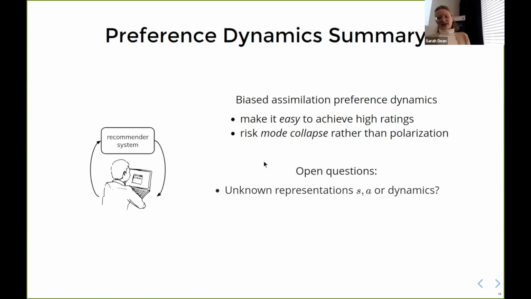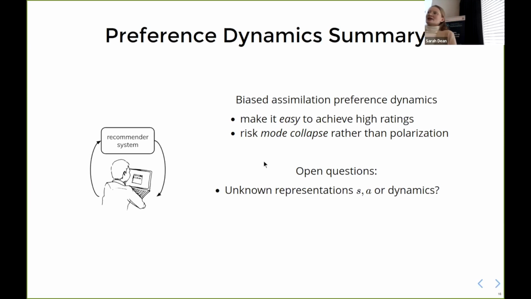Some open questions that I hinted at is, what if you wanted to do some smarter planning on these types of dynamics, but you actually don't know the representations S and A. So far, I've just analyzed what happens in terms of the preferences S and the representations of the items A. But in classic recommendation settings, neither of these things are known, and they're just learned from data. And they're not actually even uniquely determined by data because you have a kind of rotation invariance.